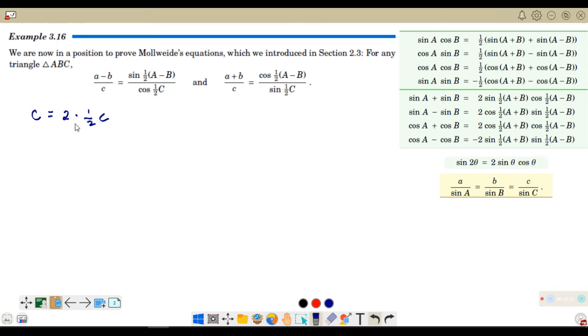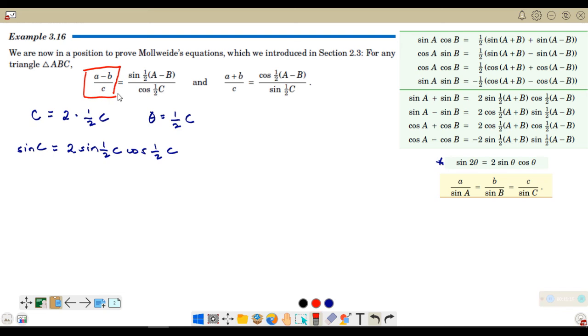Now, using the double angle formula, ito, yung isang formula natin from the double angle formula, we know that if we have twice the sine of a certain theta, take note that our theta under consideration here is 1/2 C. So, sine of 1/2 C, cosine of 1/2 C is equal to sine of twice theta. And twice ng 1/2 C natin is C. So, this is sine C. Meron na tayong value for the sine of our angle C, which is 2 sine 1/2 C cosine 1/2 C. Okay?